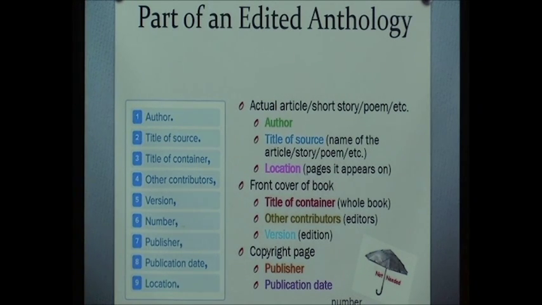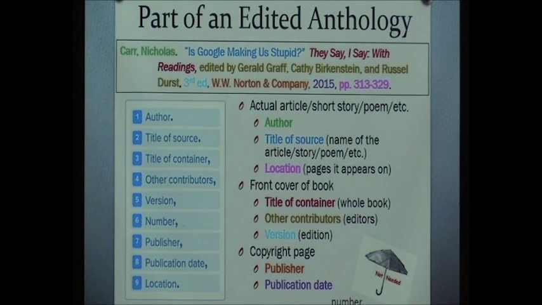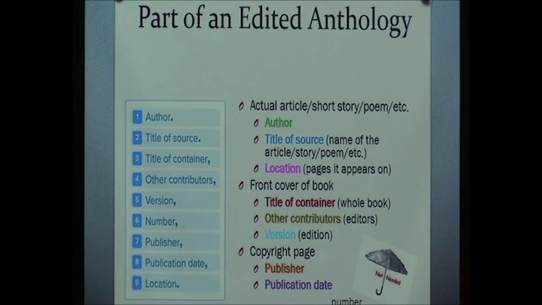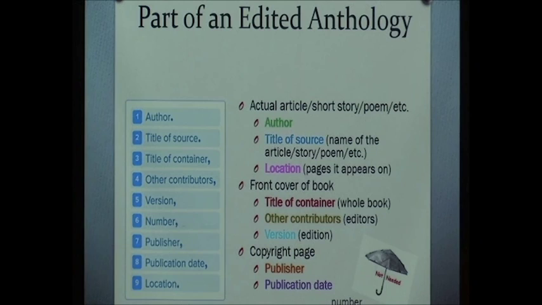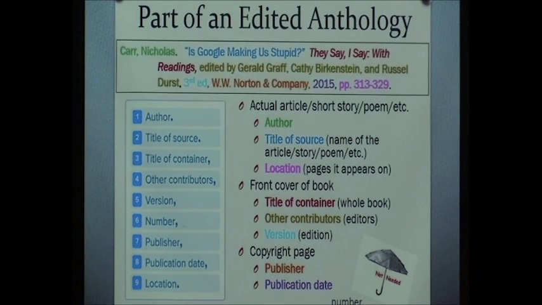We have the editors' names. Notice we're not reversing them. See how we've reversed Nicholas Carr's name. We put his last name first. We don't need to do that with the editors. We have our 3rd edition there because that's our version. We have the name of the publisher and the year it was published. And then we have the pages that article appears, just that article. So it's only those few pages, because I'm only citing Nicholas Carr.